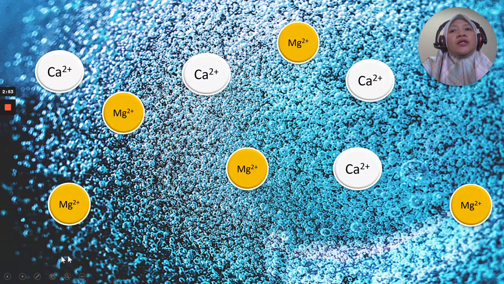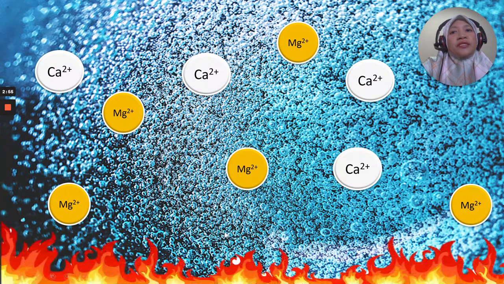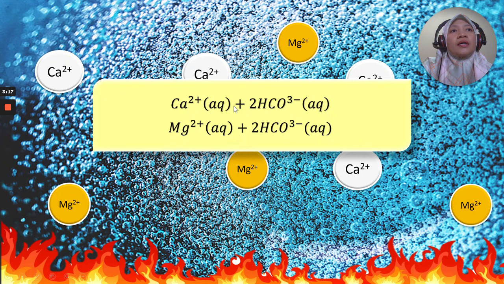Heating is a common process in the food industry. Now let's look at what happens if hard water is heated or evaporated. Calcium and magnesium and bicarbonate ions in hard water will precipitate and form... this is the bicarbonate ion.